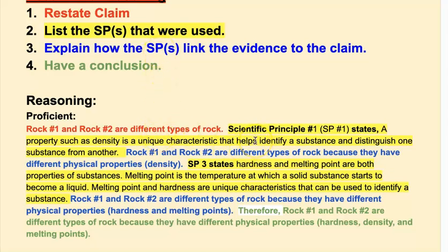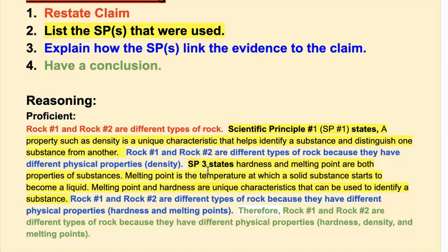Why does this scientific principle matter? Well, rock number 1 and rock number 2 are different types of rocks because they have different properties. And I put density. You could have said rock number 1 and rock number 2 are different types of rocks because they have different densities. Bingo. Now, you still have to have one more scientific principle.